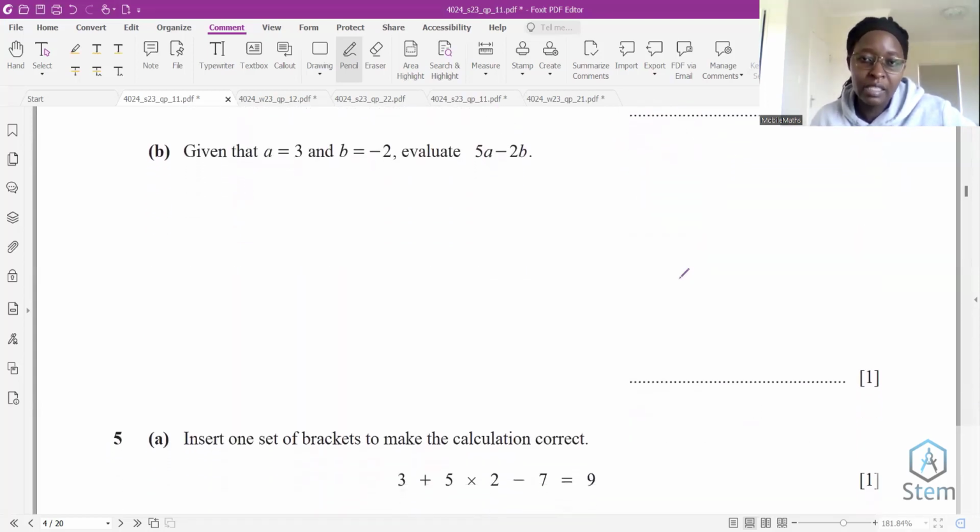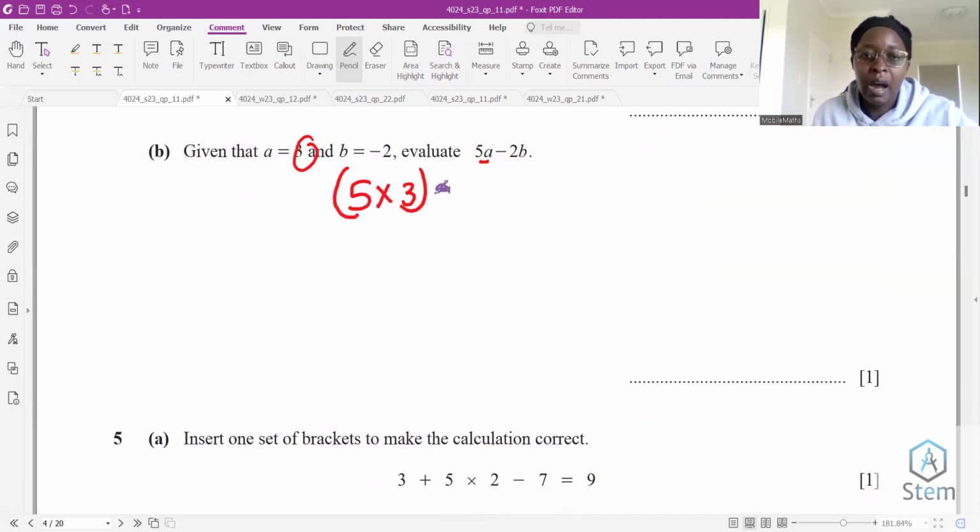Given that a is 3 and b is minus 4, evaluate 5a minus 2b. Okay, fine, let's evaluate. So we have 5. For a, we are substituting our 3. So this is going to be 5 times 3. Let's put brackets so that we won't have challenges seeing whether I am going to multiply first or what. Then we have 2 by our b, which is minus 4 there, so we can say minus 2 there. Okay, fine. So let's simplify this.